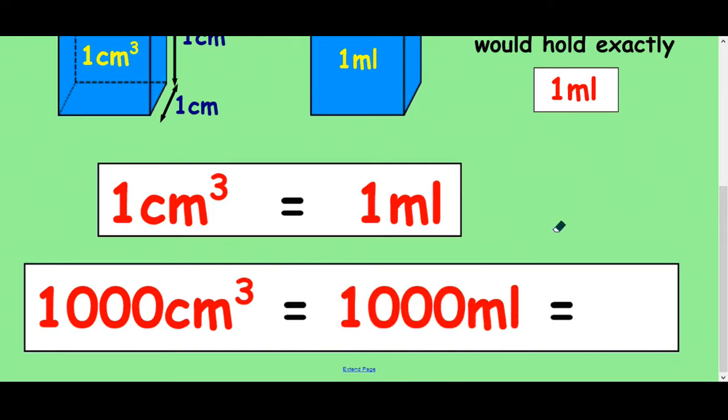Now, if you go to the supermarket and you look at a big bottle of juice or cola or lemonade, we don't see thousands of millilitres. What we see is litres, and in fact, there's 1,000 millilitres in 1 litre. These are good conversions to be able to do.